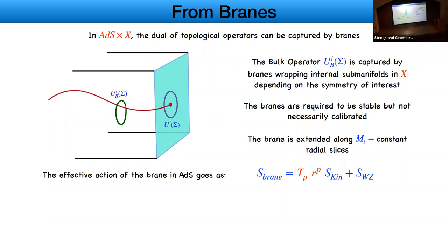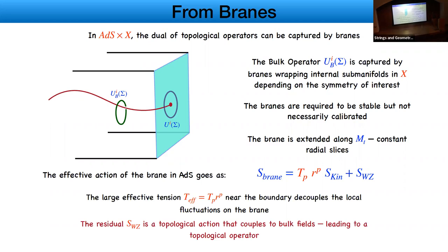And this is, of course, just the magic of the setup of branes themselves. If you want to construct this operator, we can find the suitable branes and then study the Wess-Zumino coupling and see what it gives us. This should also be compatible with the Page charge construction that we described in the previous slides. So this is the statement that I just said: the residual Wess-Zumino term is going to be the action that couples to the bulk field that gives you the topological operator.